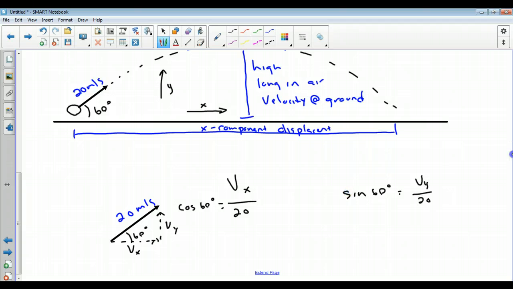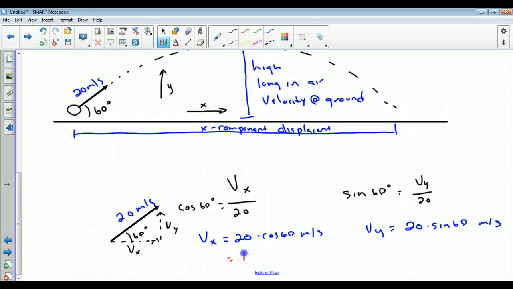And so again, we'd have a similar situation. Rearranging that equation, Vx equals 20 times the cosine of 60, and Vy equals 20 times the sine of 60. And these are both in units of meters per second. So this one ends up being 10 meters per second here, and this one ends up being 10 times root 3 meters per second here.